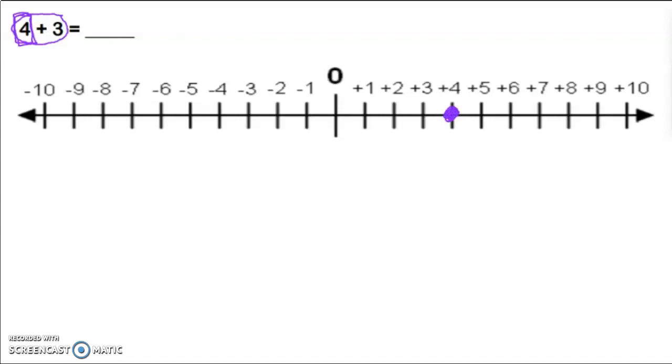Now, in this case, we are adding 3 more. We are adding 3 positives to this. So we are going to move that dot 3 spaces in the positive direction. Positive direction on a number line is always to the right. So 1, 2, 3 spots puts us on 7, which we already identified as the correct solution to that problem.